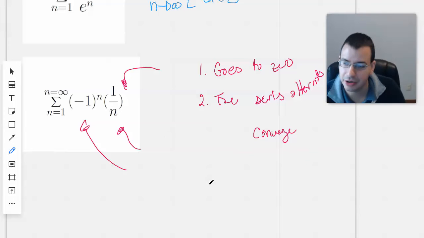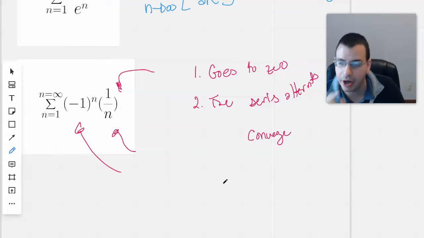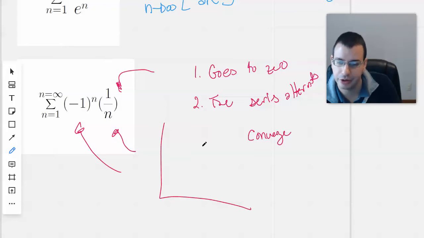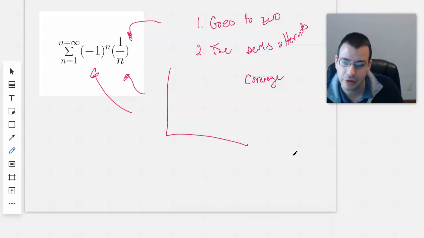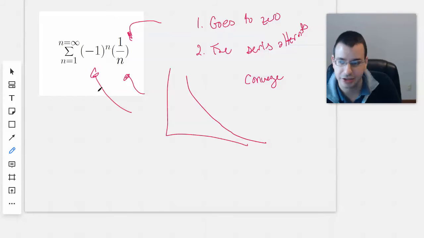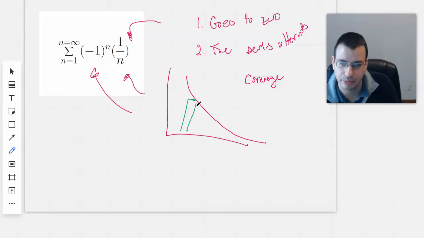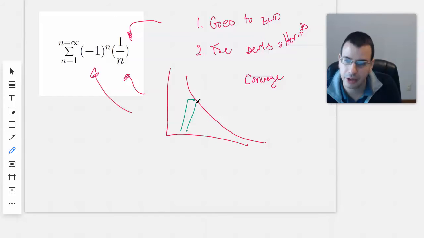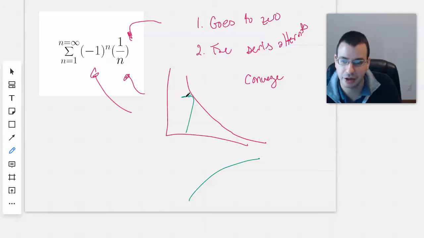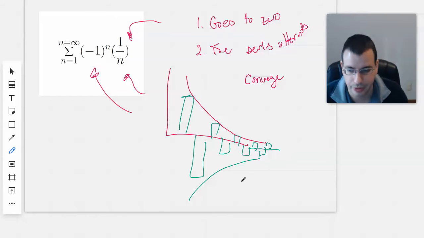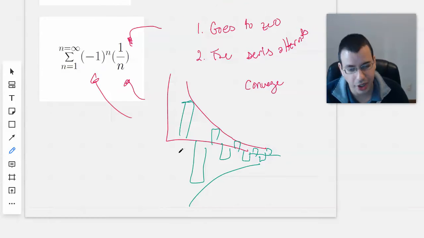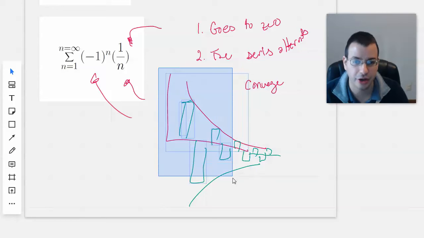So what we're seeing here then is, 1 over n looks something like this. And we're adding up all the Riemann sums underneath. Little boxes. But what's really happening, since it's alternating, is we're having alternating boxes. And when you add all those up, it will converge to a value. We're not concerned with what the actual value is. We're just concerned with converging, diverging.